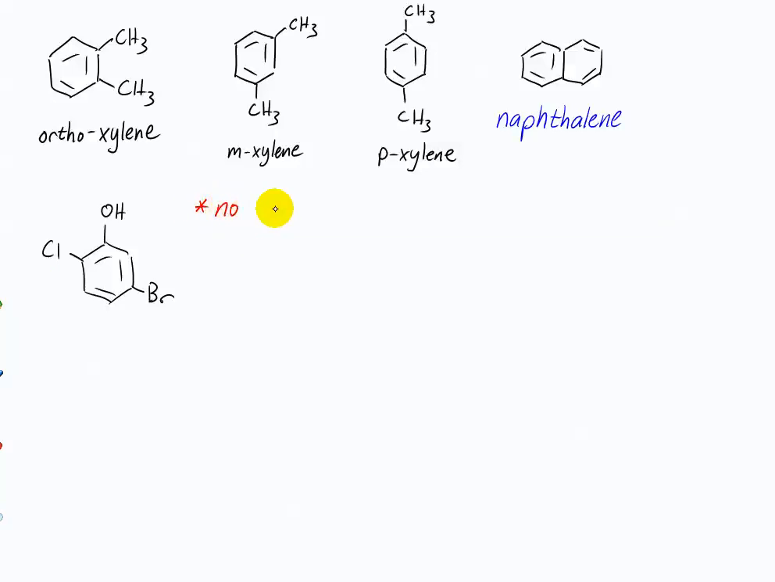let's remember this. There are no ortho, meta, and para if you have more than two substituents. And the reason for that is it becomes confusing. Okay, we get the first one, ortho-bromophenol, that's clear. But if it's meta-bromo-ortho-chloro, then is the bromo ortho to the chloro or to the phenol, or what's going on there?